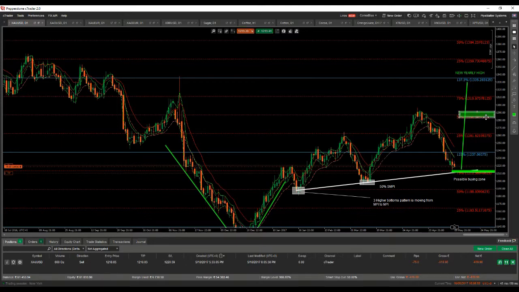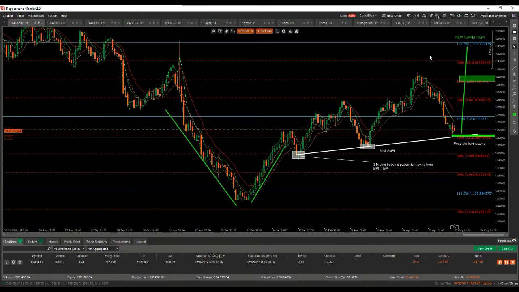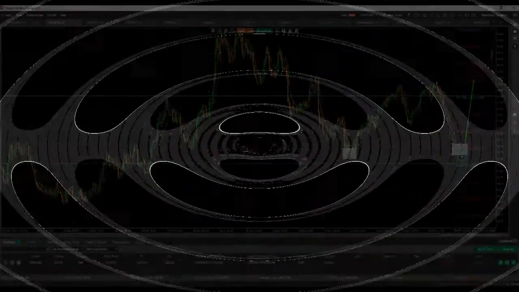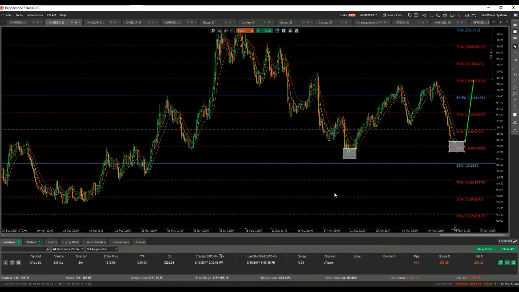But 1290 is my first area, and then my main area, if I really see momentum on it, I'm going to stick through this one and go all the way up here, 1330, maybe even beyond. So that's for gold. Let's go over to silver.